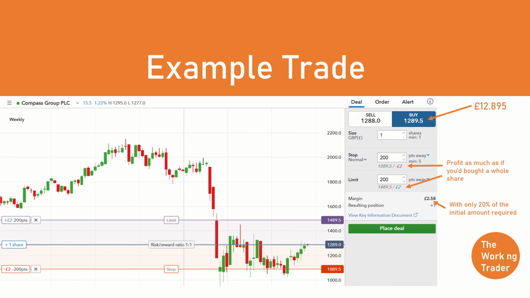So here's an example trade just to kind of make it clear what it looks like and what the ticket box looks like if you wanted to open a trade. So this is a chart of Compass Group. They are a British events, food, catering kind of company. As you can see, the buy price here is quoted in pennies. For English stocks, the price is quoted in pence, not pounds. So that would be £12.89.